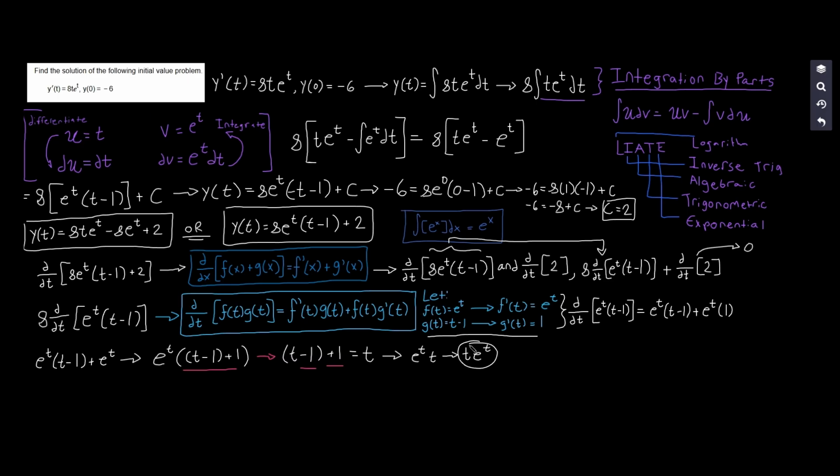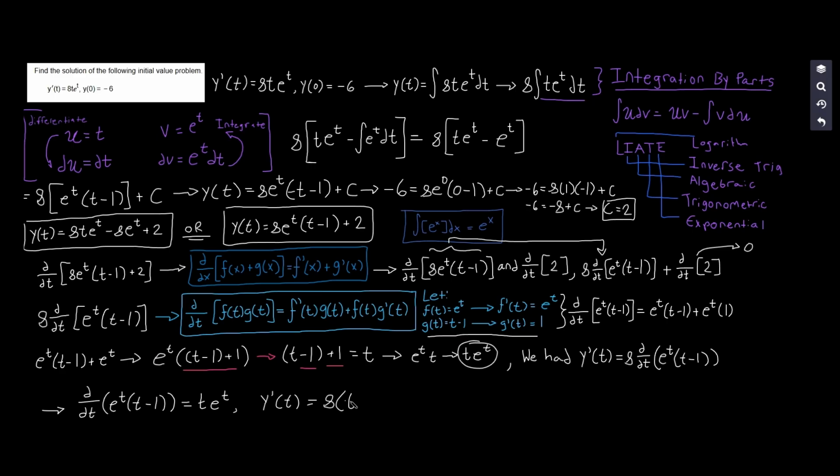So this is what we got, right? All right, so we had y prime of t equals 8 times the derivative of e raised to the power of t times t minus 1. Okay, then we found that the derivative of Euler's number raised to the power of t times t minus 1 equals t times e raised to the power of t. And then we still have to multiply back that 8, right? So we're going to have 8 times t times Euler's number raised to the power of t. Then I'm going to multiply t times Euler's number raised to the power of t by 8. And we'll find that y prime of t equals 8 times t times Euler's number raised to the power of t. That's our answer.